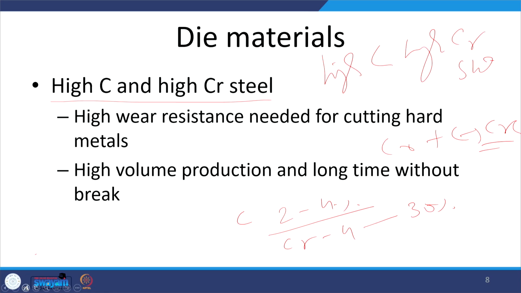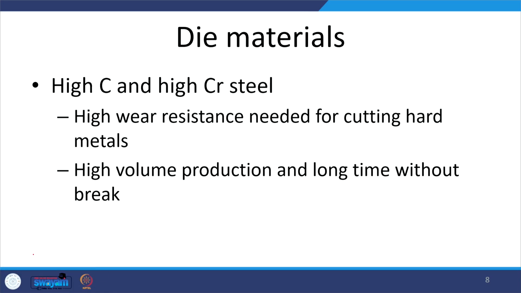So, high hardness imparted through chromium carbide formation results in improved wear resistance, and that is very useful, especially when the cutting is to be done of hard metal. So, if sheet metal processing of hard metal is to be done, then high chromium, high carbon steels are found to be very useful. And since the wear resistance is very good, the cost is also high in this case.